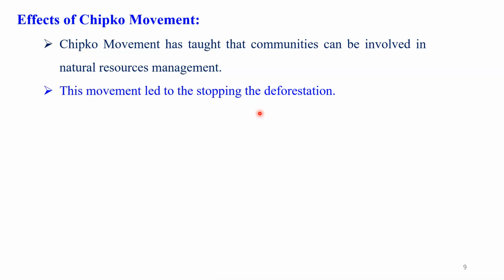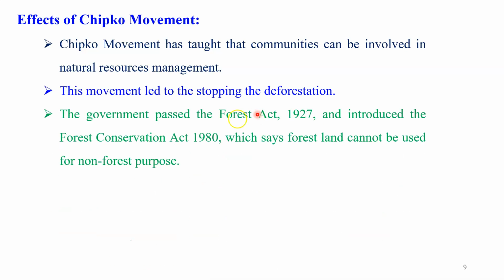They can stop the deforestation. This is also a very important message given by the Chipko movement, not only to India but also to all parts of the world. Immediately the government passed the Forest Act 1927, but some part of that Forest Act was changed by the central government, and they introduced the Forest Conservation Act 1980, which says the forest land cannot be used for non-forest purposes. So this is a very important outcome, an impact of the Chipko movement.